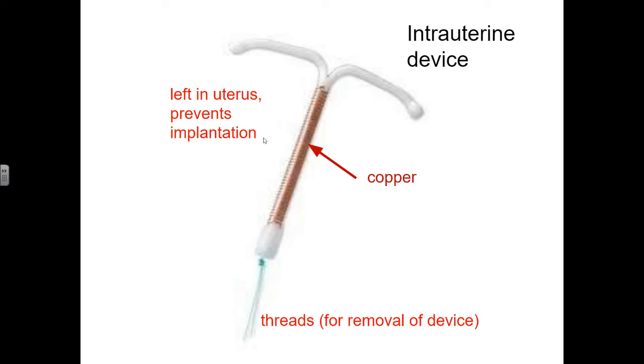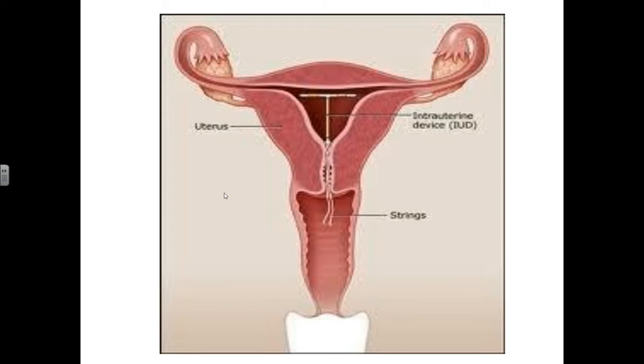The intrauterine device, the slides are slightly misleading in that there are some intrauterine devices that are a purely physical mechanism, and there are some that release hormones. So we mainly look at the physical ones here, like the copper coil. This is left in the uterus and it prevents implantation and in general prevents the sperm from getting into the uterus a lot of the time.